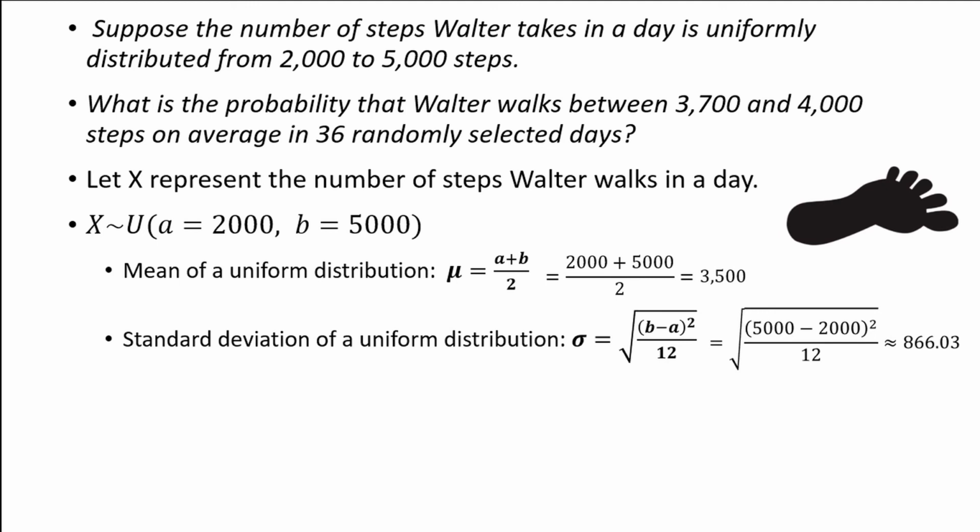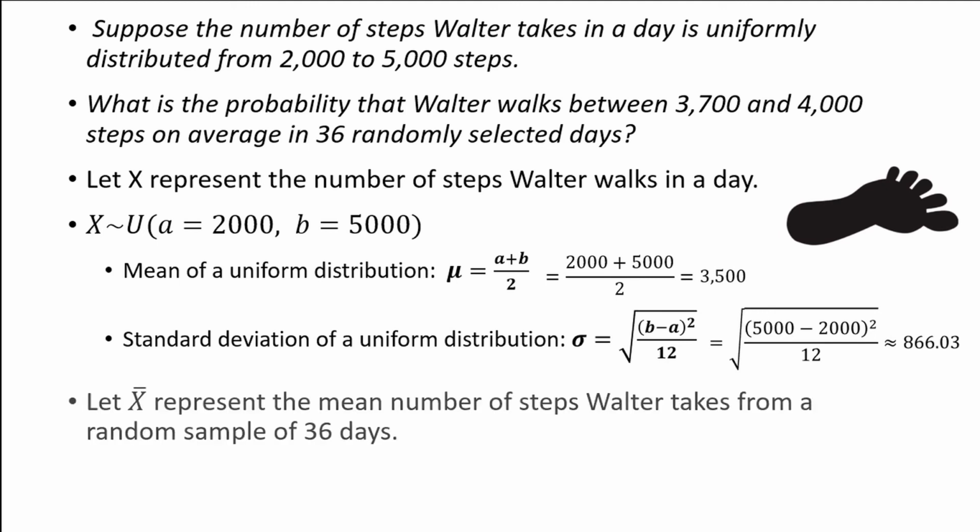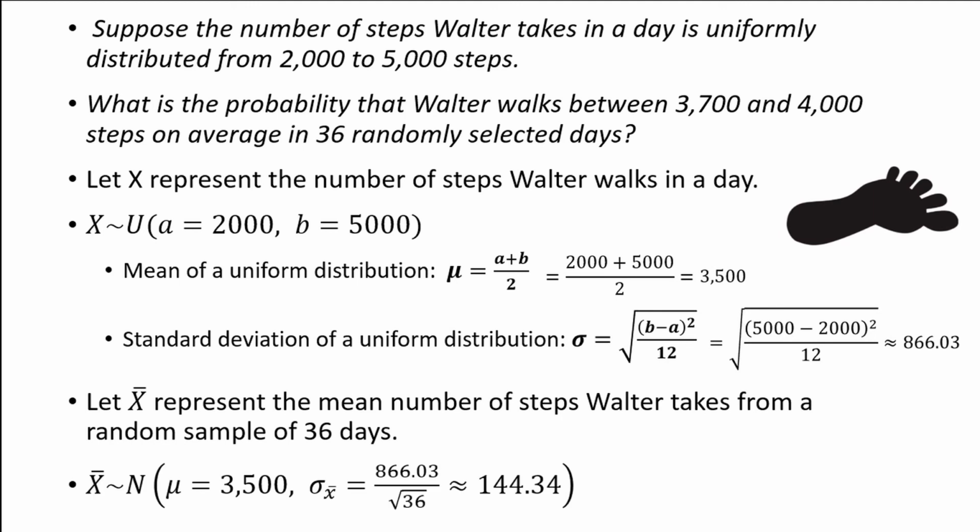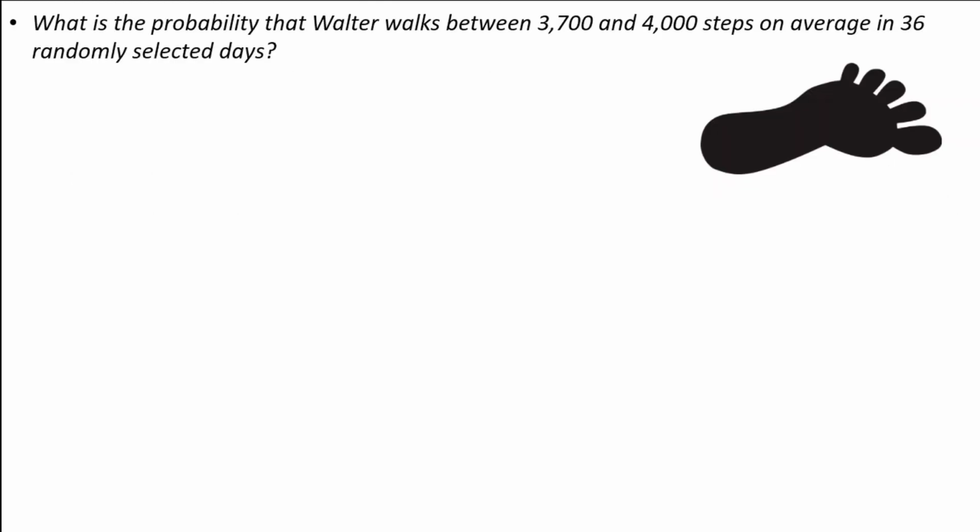Since n is 36, which is greater than 30, we can use the central limit theorem. We let x bar represent the mean number of steps Walter takes from a random sample of 36 days. X bar follows a normal distribution by the central limit theorem, with a mean of 3,500 and a standard deviation of 866.03 divided by the square root of 36, which simplifies to about 144.34. We want the probability Walter walks between 3,700 and 4,000 steps on average from a sample of 36 days.